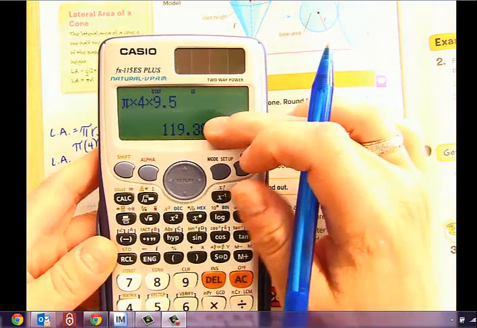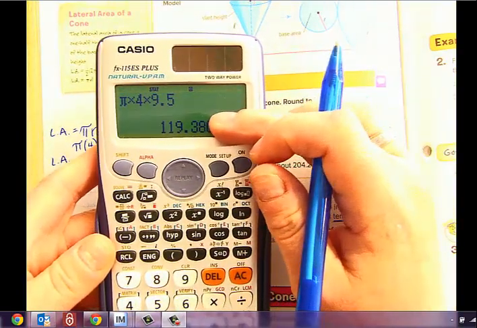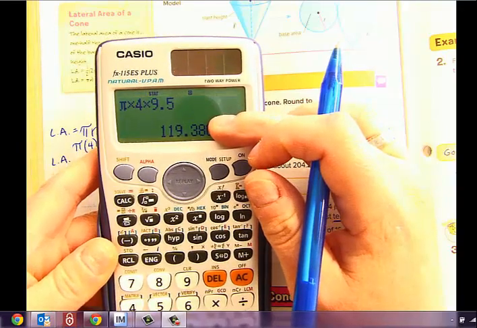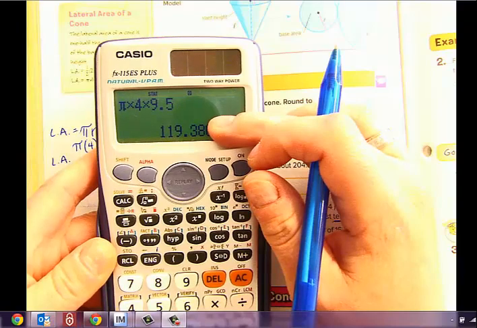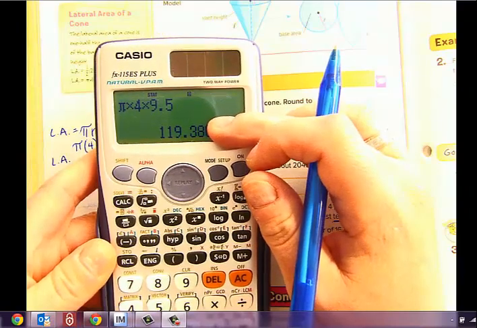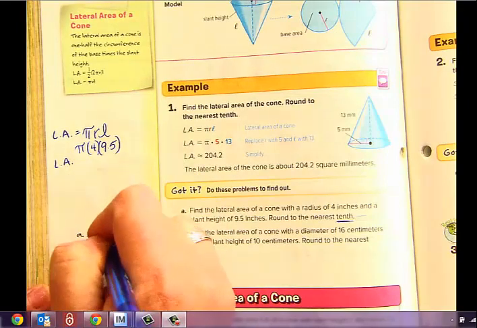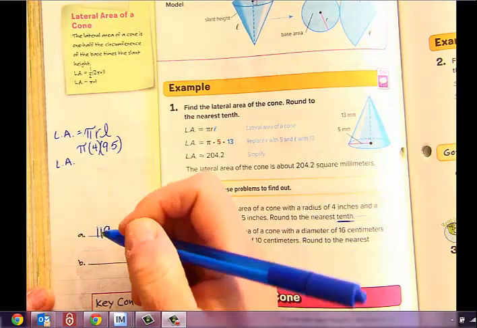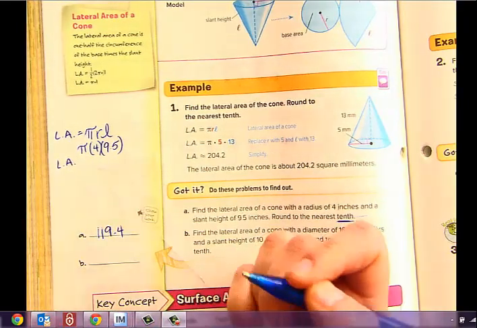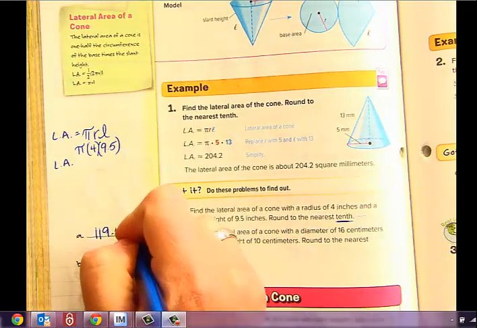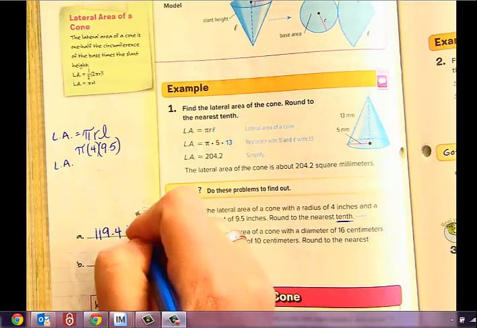I'm going to the tenth place, so I'm going to round that 3. I'm either going to make it 119.3 or I'm going to round up to 119.4 because the number behind the 3 is an 8. I'm going to round up. So my answer is 119.4. Then I have to look at my units. My units are inches. And I'm talking about lateral area. Area is always squared.